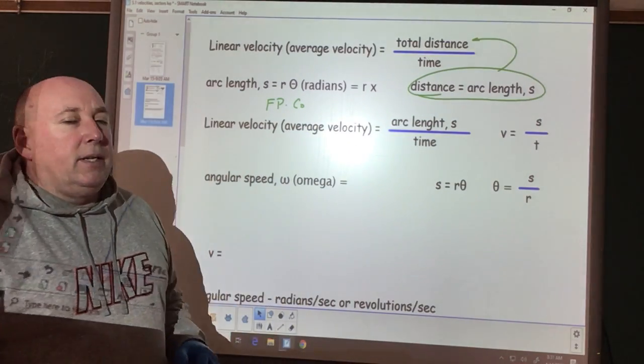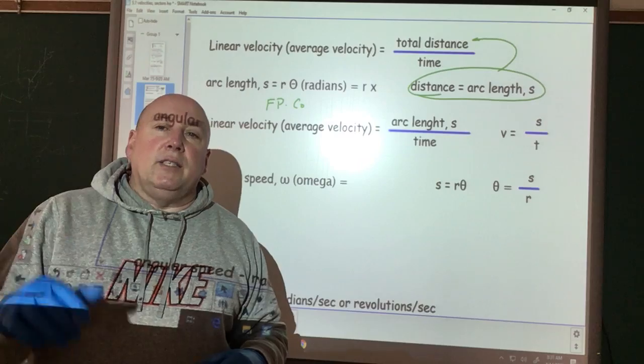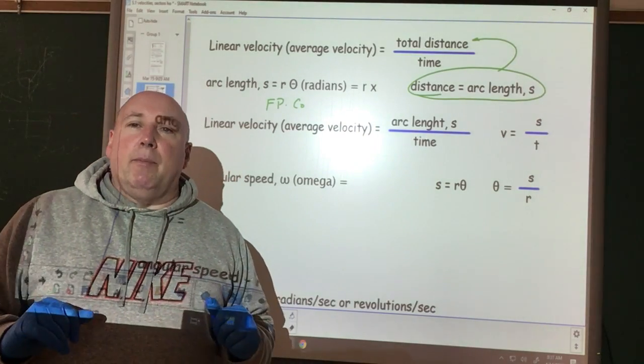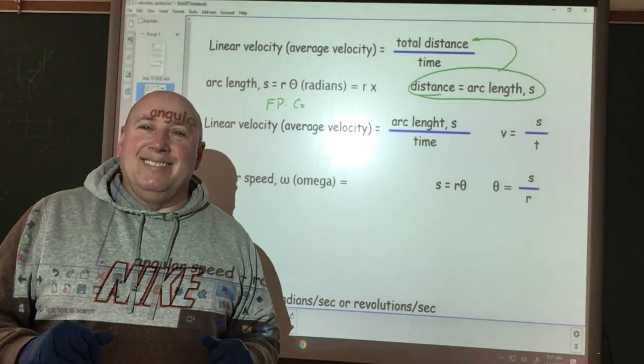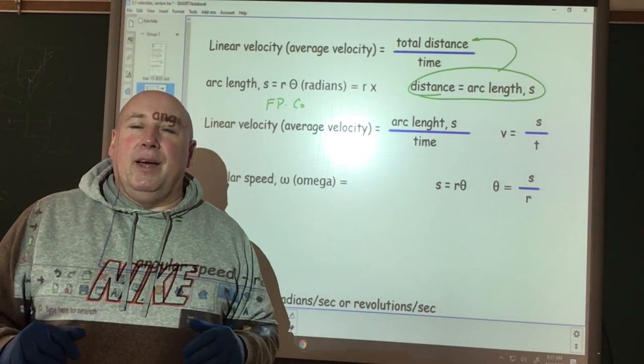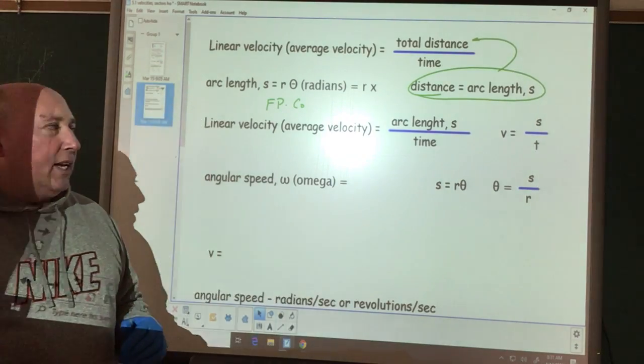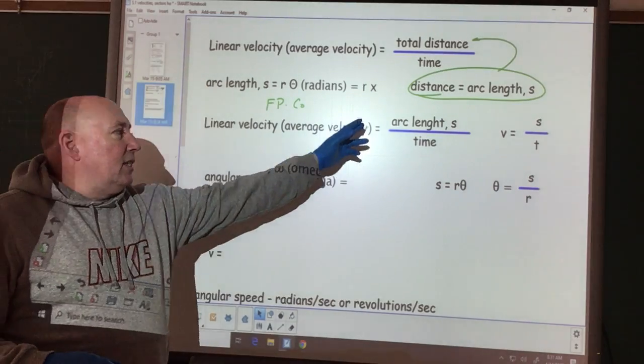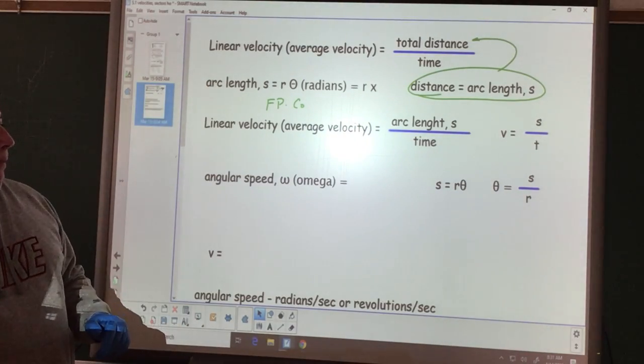Which is S divided by T. And once again, if I'm going too fast, just hit your pause button. I will stop talking if you hit your pause button. Okay, you can shut me up that way. Then turn it back on once you catch up. So my linear velocity is my arc length divided by time.